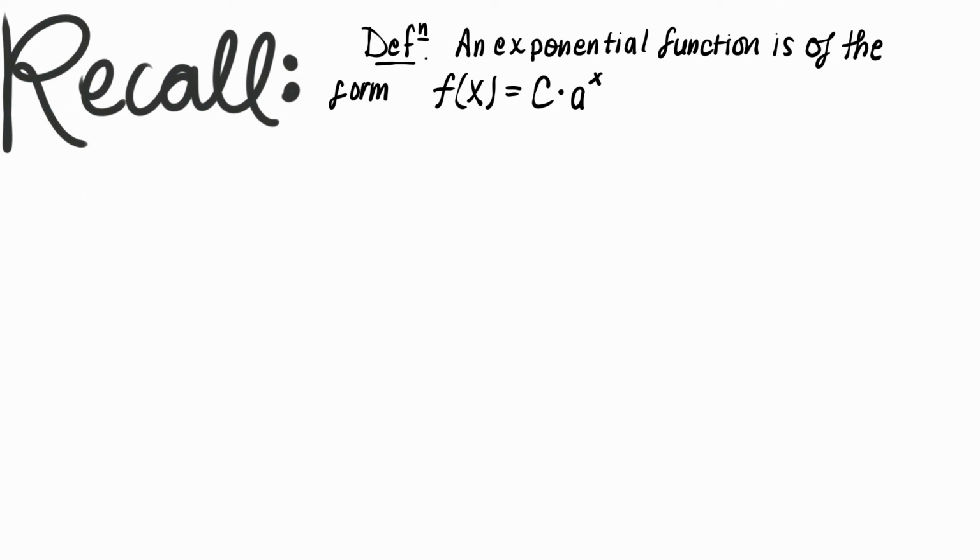So a few things on notation here. If a is bigger than 1, we say that f of x is an exponential growth function. And if a is between 0 and 1, so it's less than 1 in particular, we say that's exponential decay.